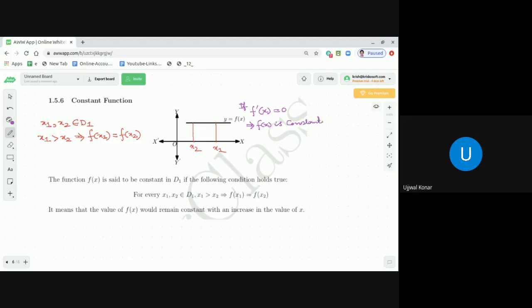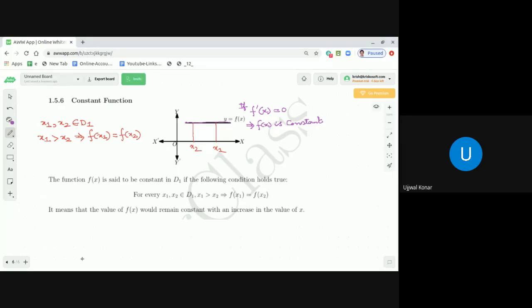That means what can we say about the constant function? f(x) will be qualified to be a constant function if the value of f(x) would remain constant with an increase in the value of x. Then we can say it is a constant function. In a similar manner we can say it for decreasing x also. Anyway, it means that f(x) doesn't change. You see, this is a straight line. f(x) doesn't change, it is a straight line, so that is why it is a constant function.